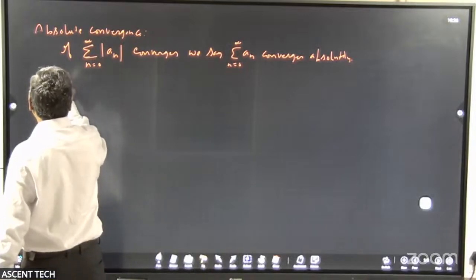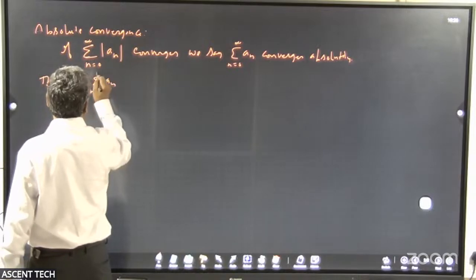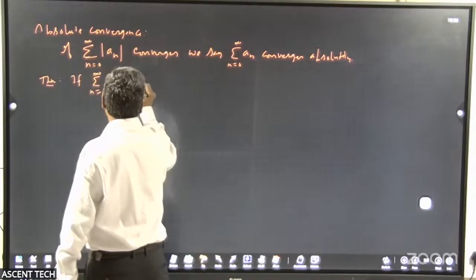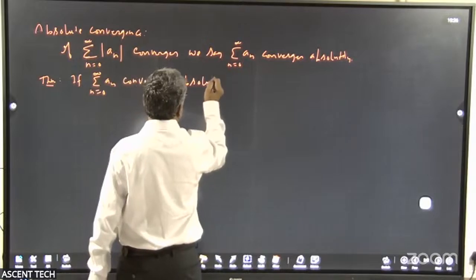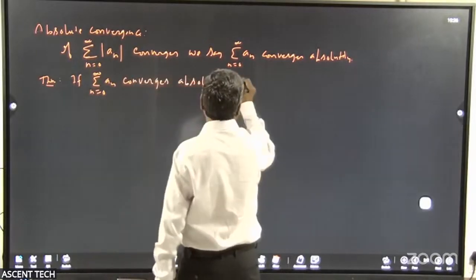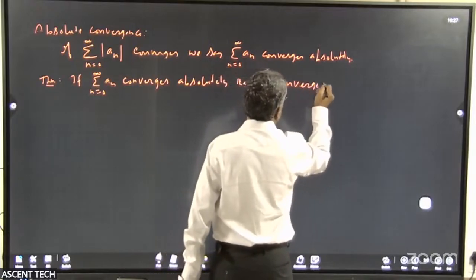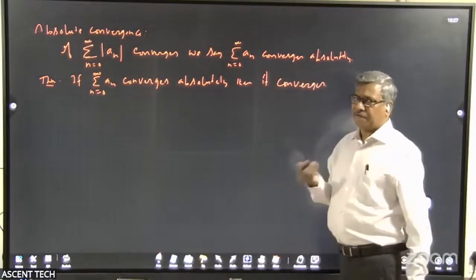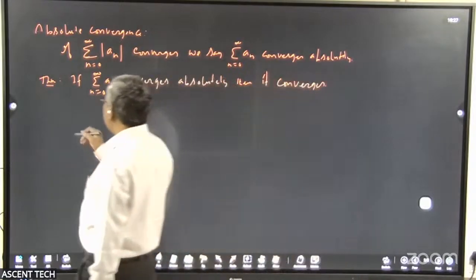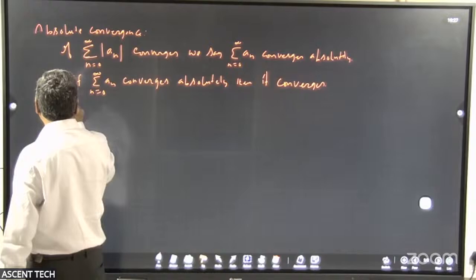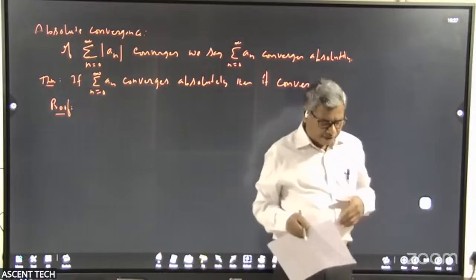We say that if sigma a_n, n equal to 0 to infinity, converges absolutely, then it converges. Absolute convergence implies convergence. That's not a very big thing. It can be easily seen. What I'm going to do is do a little bit of reflection.